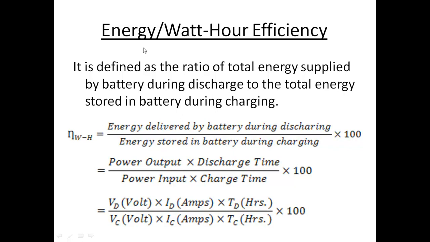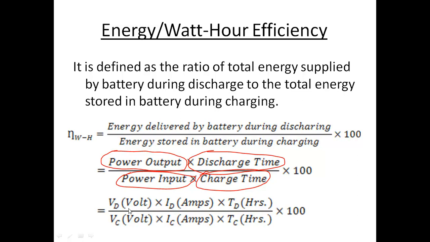Next is our watt hour efficiency. So here we will be multiplying the output power, that is the power given by the battery to the load, into the discharge time. This will give us the total energy supplied by the battery divided by the power input, how much power we have used in charging the battery, into the charging time will give us the total energy supplied to the battery for charging.